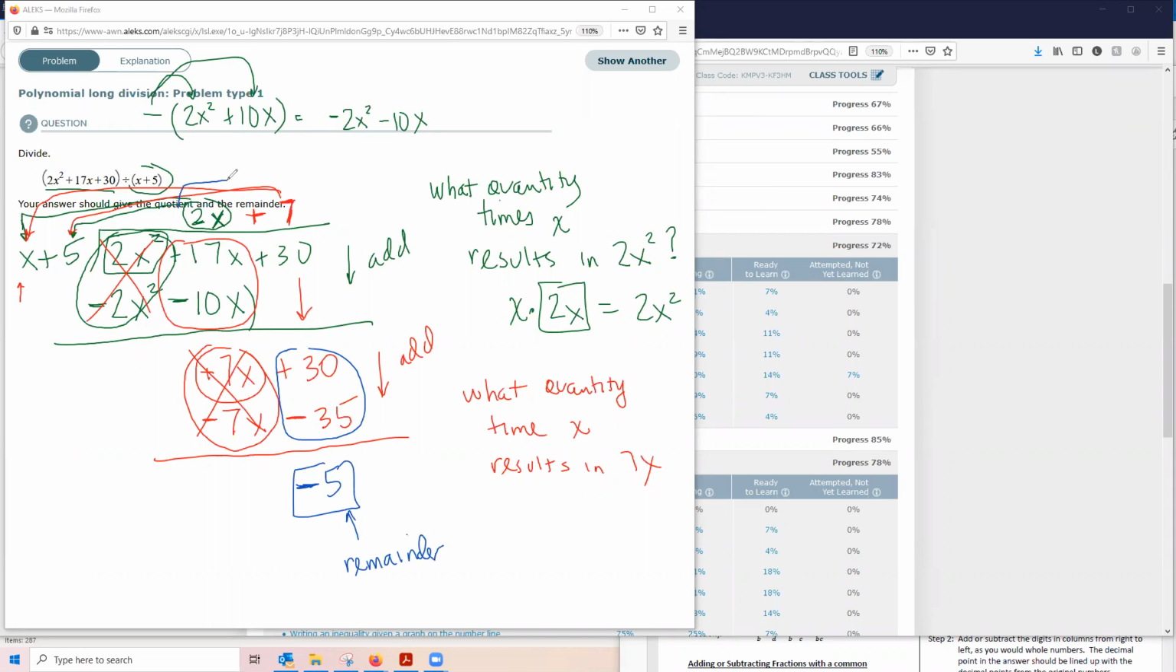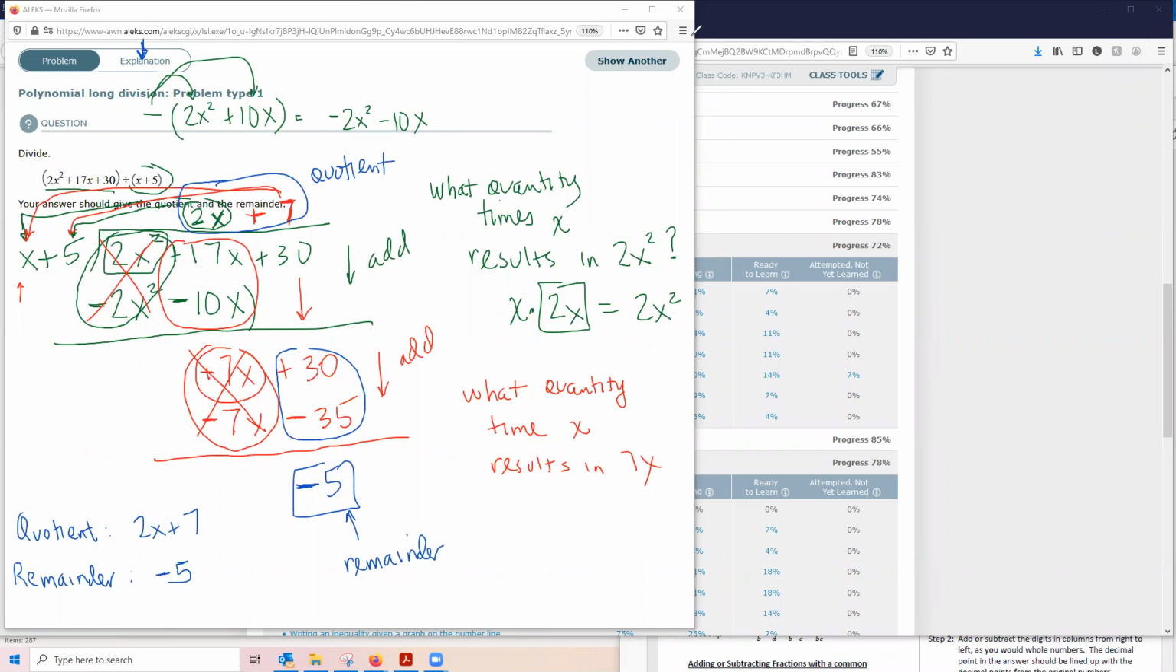The quotient is what's sitting up here on top, 2x plus 7. So this problem is going to ask you for the quotient. In our example, it was 2x plus 7. And it's going to ask you for the remainder. In our example, the remainder was on the bottom there, the negative 5. So this is called long division. And again, if you come up here and click on the explanation, it'll show you the step-by-step details.